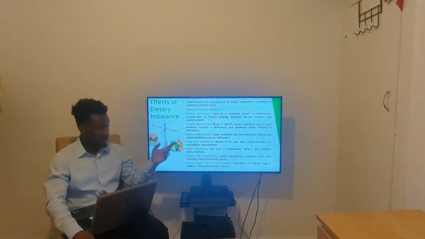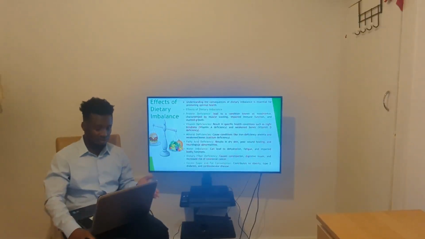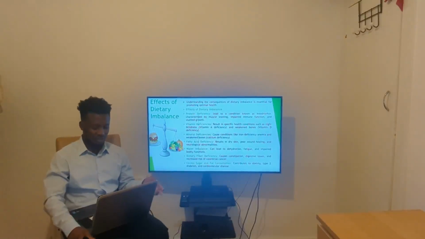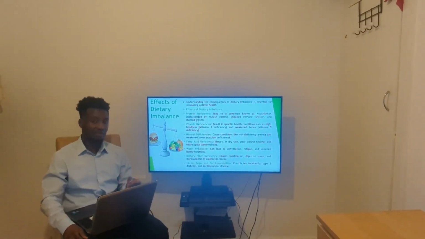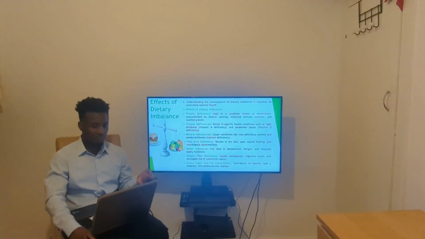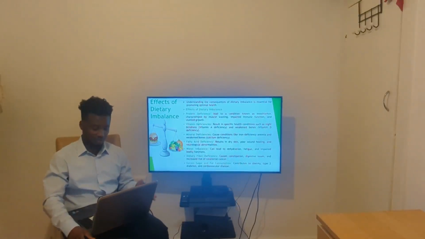Then the lack of vitamins can result in health conditions such as night blindness and weakened bones. Mineral deficiency can cause conditions like iron deficiency anemia and weakened bones as well, which is also calcium deficiency. Fatty acid deficiency can result in dry skin, poor wound healing, and neurological abnormalities. So when you have those symptoms, you know that you have fatty acid deficiency. Then water imbalance can lead to dehydration, fatigue, and impaired bodily function.